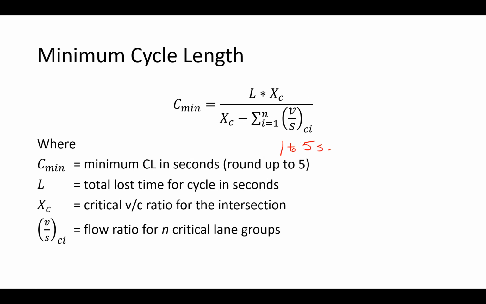Maybe it's 80 seconds, maybe it's 85, something like that. That will give you this minimum cycle length. Well, what do we do with that now? So now we know what the cycle length is, but we don't know how much green time southbound through and southbound left are getting. Right now we have to figure that out.